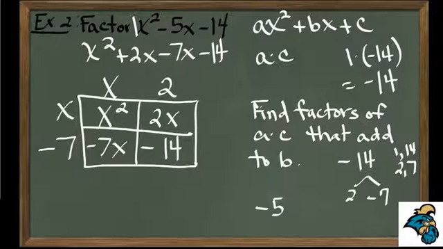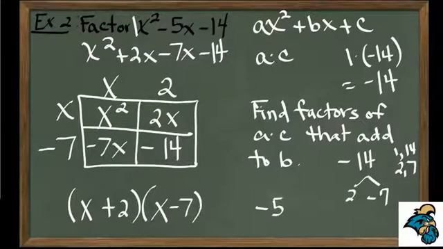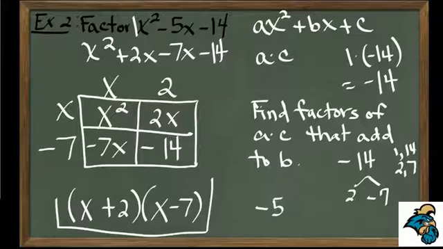What that leaves me with is my 2 factors of this trinomial. So x squared minus 5x minus 14, my original trinomial, is now going to factor to x plus 2 times the quantity x minus 7. Those are my factors.